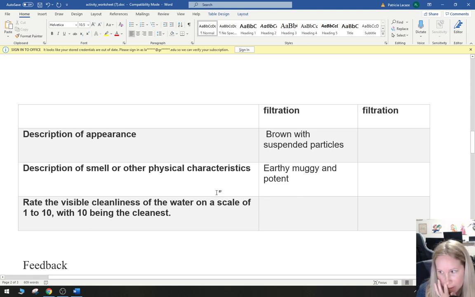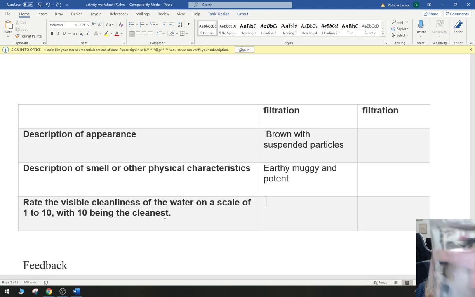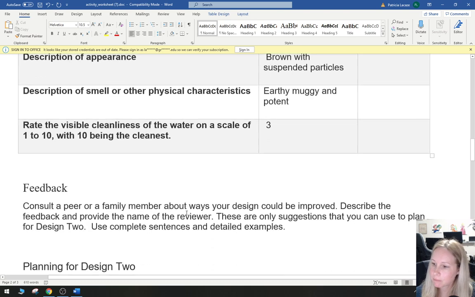Visible cleanness of the water on a scale of 1 to 10, with 10 being cleanest. Now I have some regular water here. This is a 10. It looks like there's nothing in there, but there's water in there. So if this is a 10, what's this one? Maybe you can still see through it, so maybe a 2 or a 3. Yeah, we'll just do a 3. Okay. Is that it?